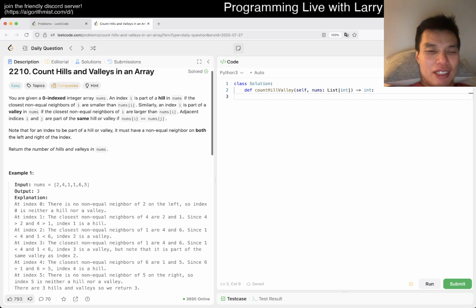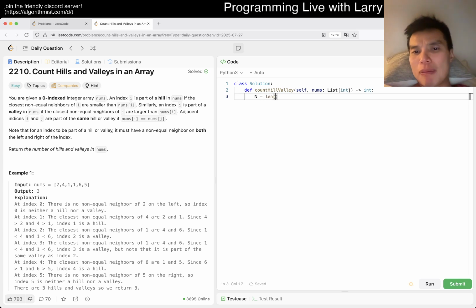Let's see, index. If the non-equal neighbors are smaller and higher, right? So that's fine, right? What happens if it's at the border? I guess that's the only other question. It's a non-equal border on both sides, so I guess it has to be, yeah. Okay, I mean, let's just pump it out. Honestly, I don't think this is that difficult.